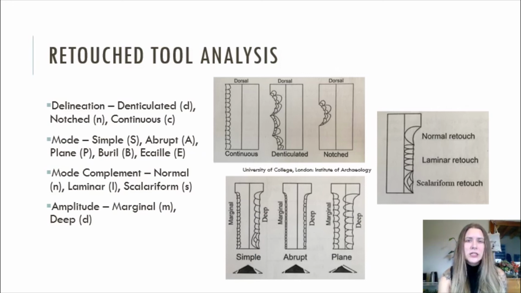Amplitude indicates the depth of the retouch onto the surface of the flake, reflecting how intrusive the retouch is. It can be marginal or shallow, or it can be deep, which is very extensive. Mode complement refers to the overall morphology of the retouched flake scars. Normal retouch is the most common, with laminar being elongated scars that often run parallel to one another, and scalariform is a series of retouched scars that are imposed on one another.